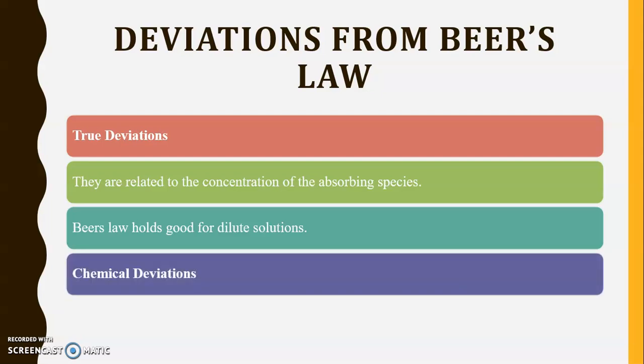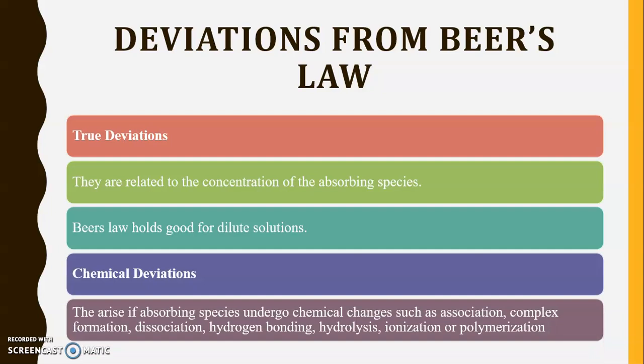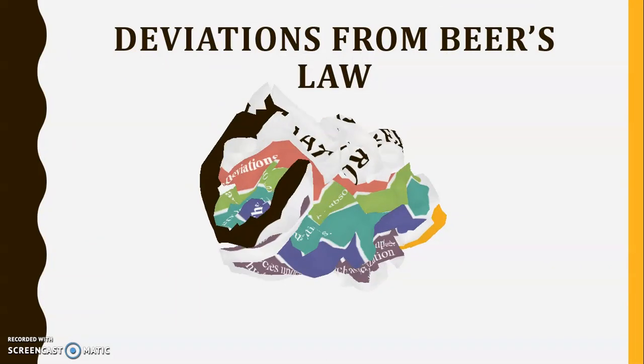Further, chemical deviations. Chemical deviations arise if the absorbing species undergo chemical changes such as association, complex formation, dissociation, hydrogen bonding, hydrolysis, ionization or polymerization. A few examples we have seen: dissociation and polymerization. If these reactions occur, that leads to a change in the structure of that species, due to which there is a change in the absorbance, which leads to deviation.